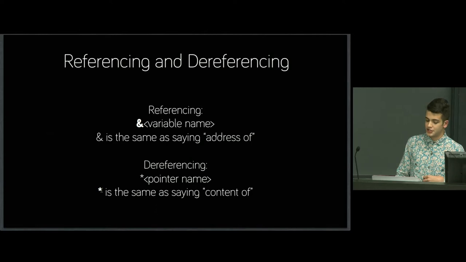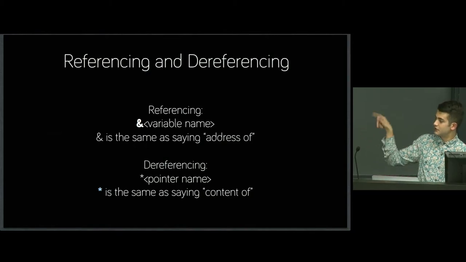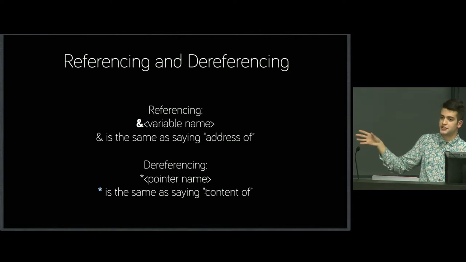When you have just a star and then the name of the variable, it means that you're dereferencing the pointer, which means that you're looking at the pointer, finding the address it's pointing to, going to that address, and looking at whatever you have there. I tell my students that when you have star, you should think of it as an abbreviation of content of. So if you have a pointer and you do star pointer, it's the content of the pointer. You go to whatever it's pointing to and look at the content. And the ampersand is the same thing as address of.